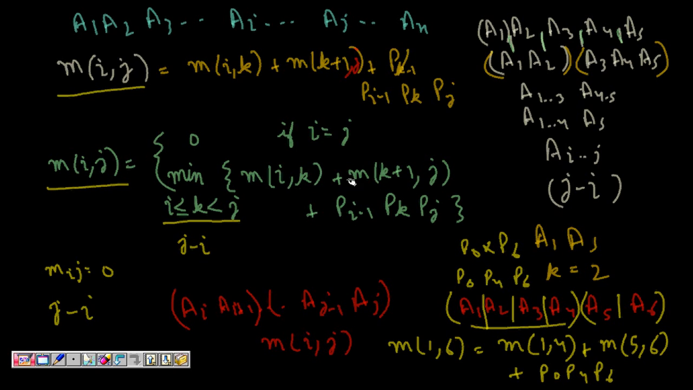And why is it easy to find? Because all these diagonal elements are already calculated in our previous iteration. So this was about matrix chain multiplication.